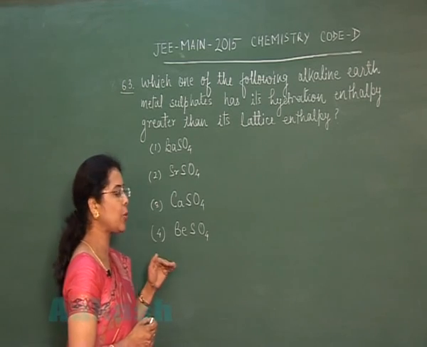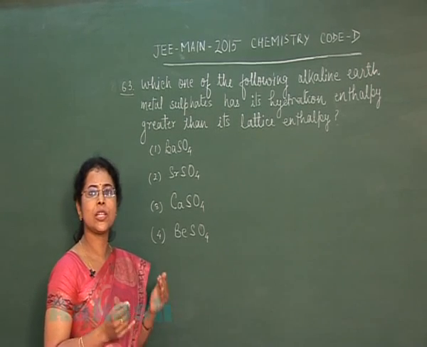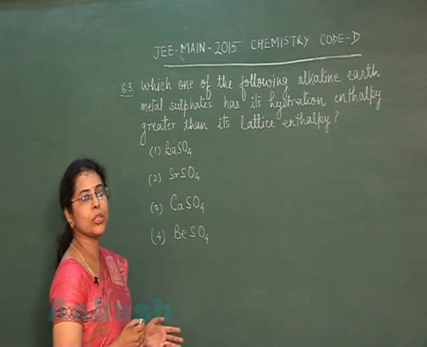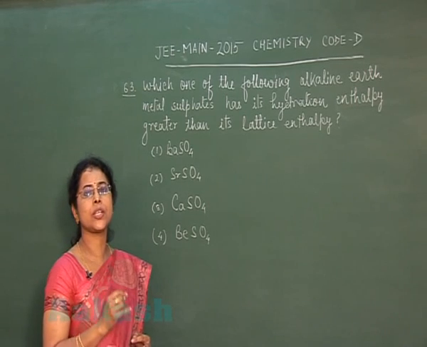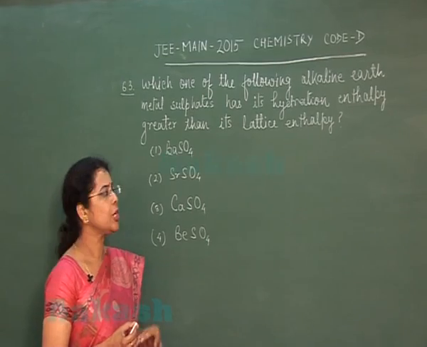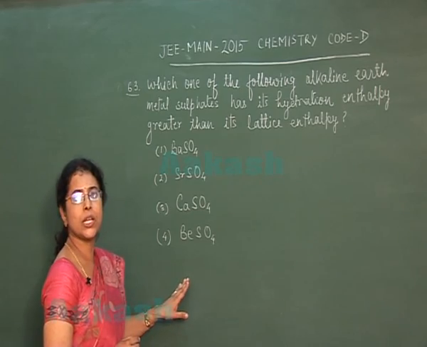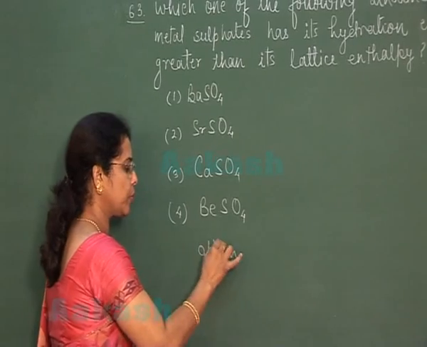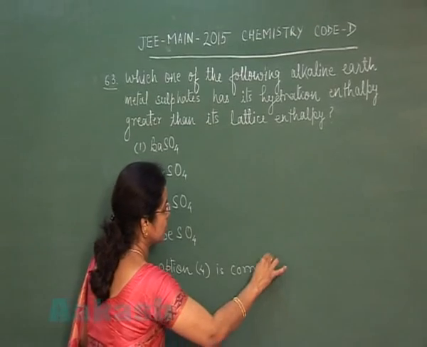तो आप जब इन कंपाउंड को देख रहे हैं, इन चारों कंपाउंड में एनायन सेम है, which is large size sulfate ion. Hydration enthalpy will depend upon the size of cation and rule states that smaller the size of cation, higher will be its hydration enthalpy. So in all the four options, smallest size is observed for beryllium. It means the correct option will be option 4. So option 4 is correct option.